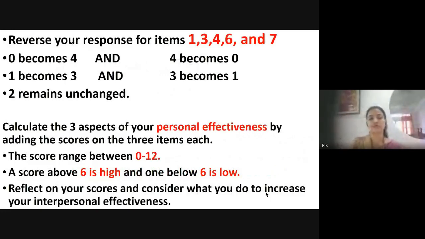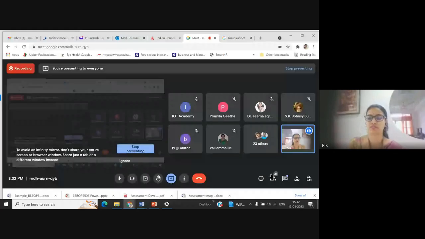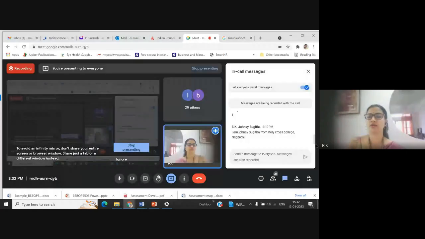Let me check. Let me minimize, because this is the Google Meet. I have to minimize and then come to the chat box and see. So who has got above 6 and who has got less than 6? Okay. So let me just have a look, because that will take us to further discussion on how to manage the time and the stress. Okay. So participants, yes. Yeah. Some of you are taking time. Okay. So please put your scores.